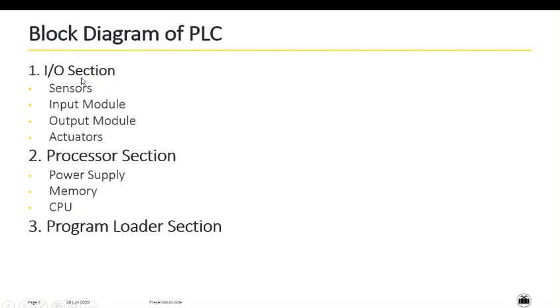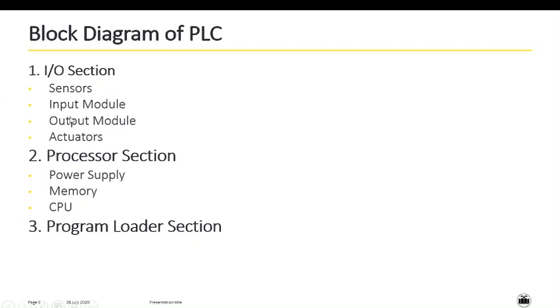As I have told you, there is an IO section. The IO section consists of sensors and input modules. So these are at the input side. The input module can be a digital input module or an analog input module. The output module is there at the output side, and at last actuators are there. You know the definitions of sensor and actuator. Sensors are the devices which convert your physical information into electrical information.